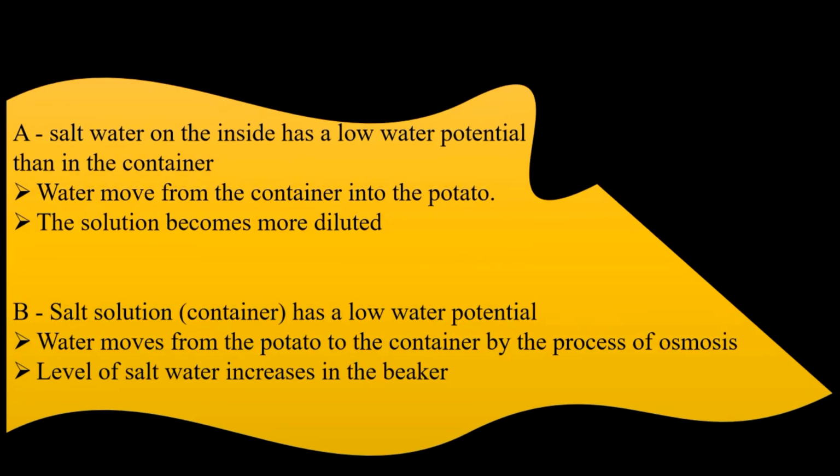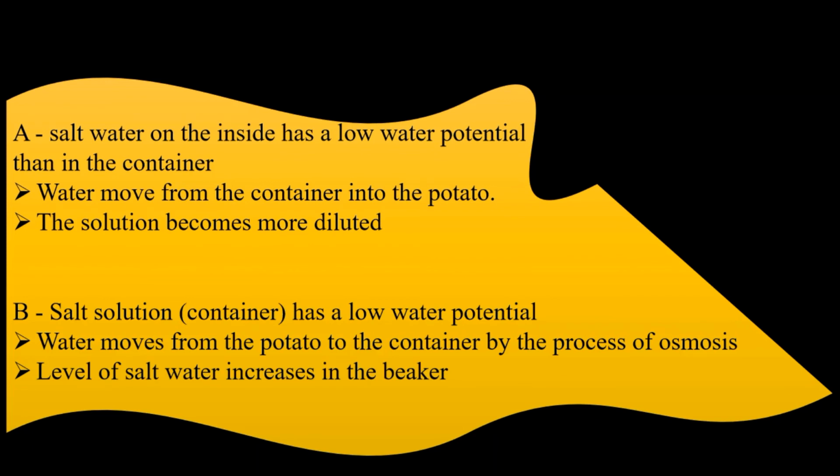Now to interpret our results, we are told that salt water on the inside has a low water potential. Remember, this should not even read as salt water. I'm sorry for that. This should be salt solution. So our salt solution has a lower water potential as compared to what we have in the container. Now, because of that, water will actually move from the container where it's in high concentration into the potato where we have less water. And then because it's moving to the potato, you'll find that your solution in the potato will be more diluted.